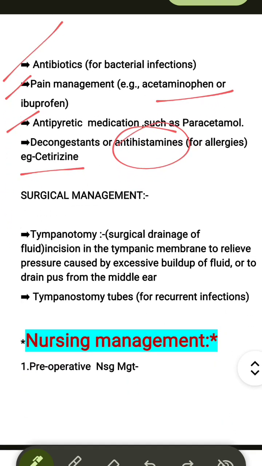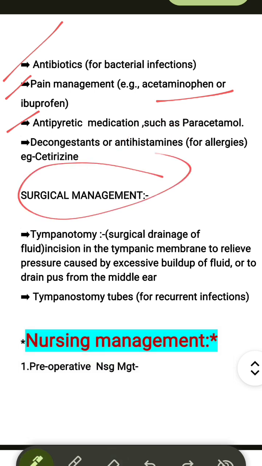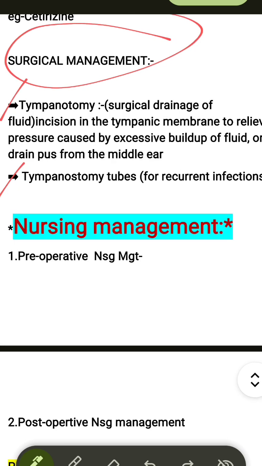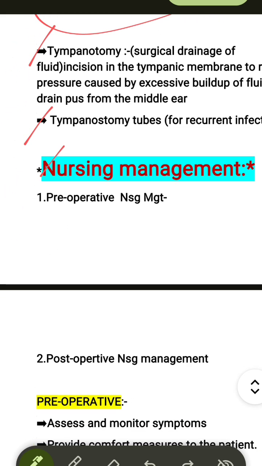Next we'll move on to surgical management. In surgical management, tympanotomy, and next is tympanostomy tubes. So these are the surgeries we have to perform. And next we'll move on to nursing management. In nursing management, we require two nursing managements. One is pre-operative nursing management, and next is post-operative nursing management.